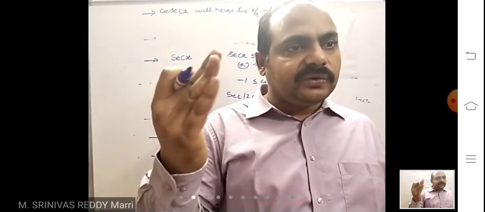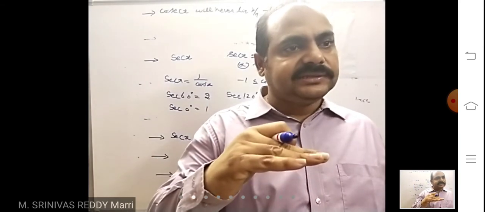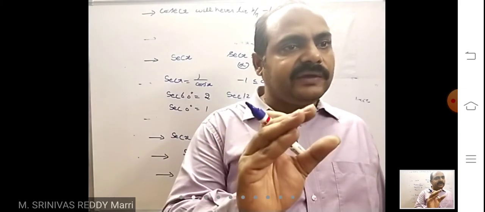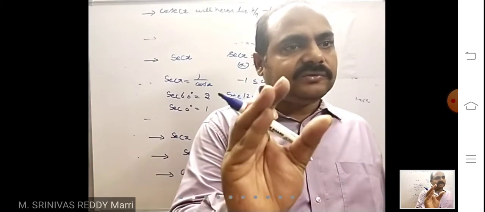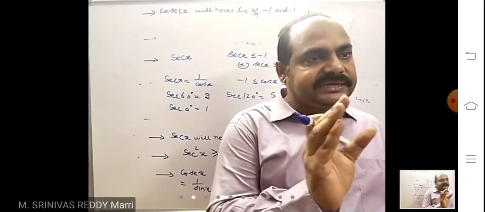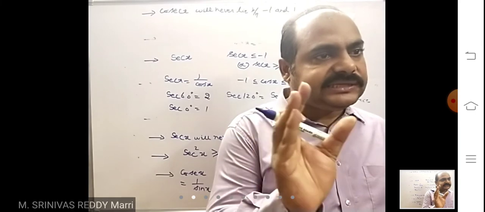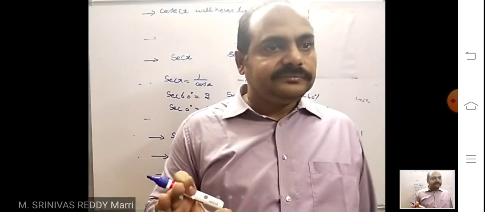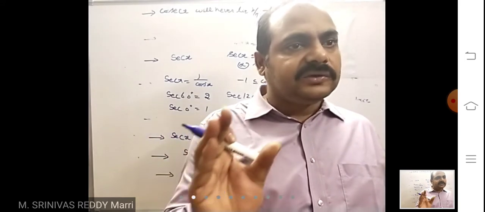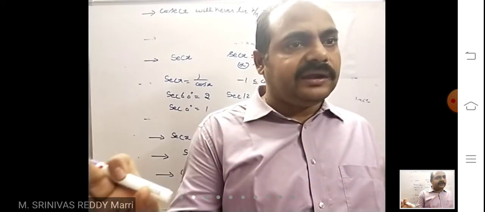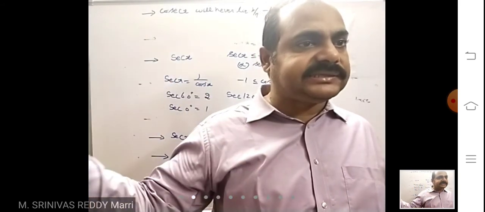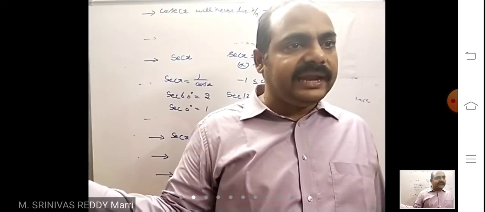Right? So next, cosecant square x is what? Greater than or equal to 1. Suppose I have given cosecant square x equal to 1 by 3. Is it possible? Not possible, because 1 by 3 is less than 1. Cosecant square x is always greater than or equal to 1. Not possible. There is no angle x. The answer is there is no angle x.